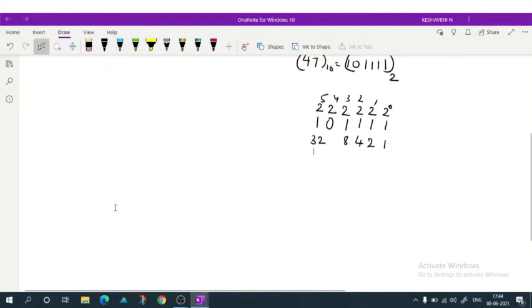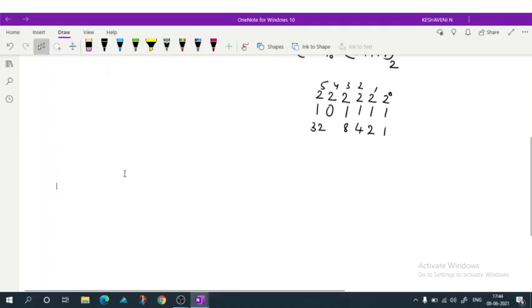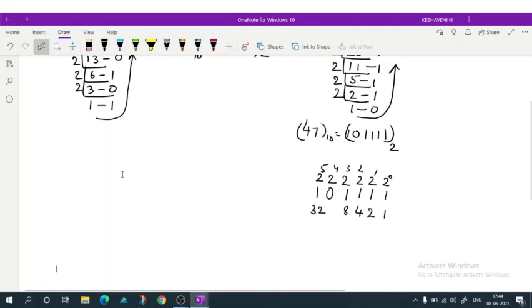Okay, I will consider another example which consists of fractions. I'll consider the number 0.4375 in decimal. That's equal to how much in binary?